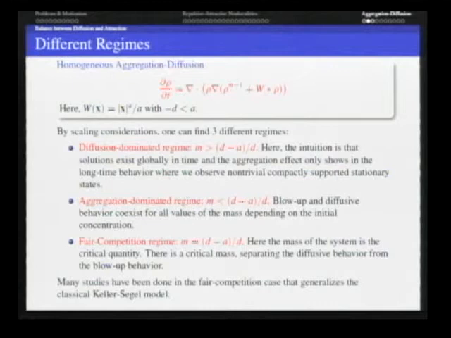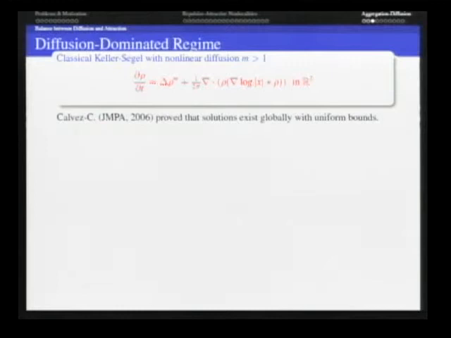And I want just to concentrate, in fact, on the diffusion-dominated regime, because surprisingly, in the literature, not too many people pay attention to this case. And particularly, I'm just going to show you one very particular case, which corresponds to the classical Keller-Segel model in two dimensions. So here a equals 0, essentially the log, and then m larger than 1. That would be the typical diffusion-dominated case for the classical Keller-Segel in 2D.